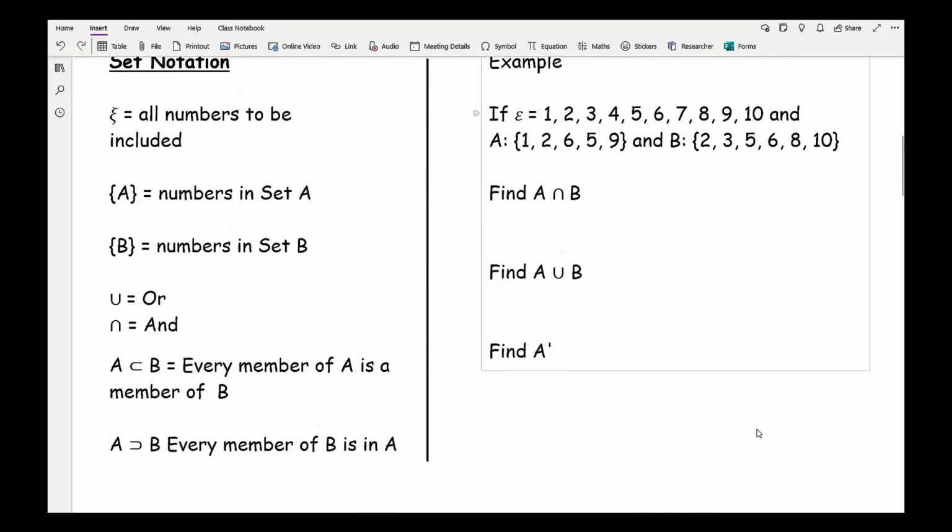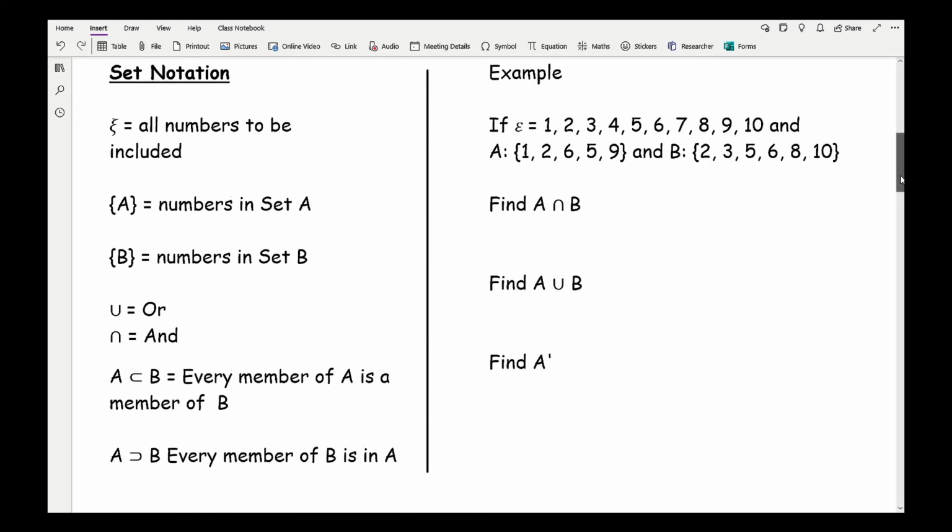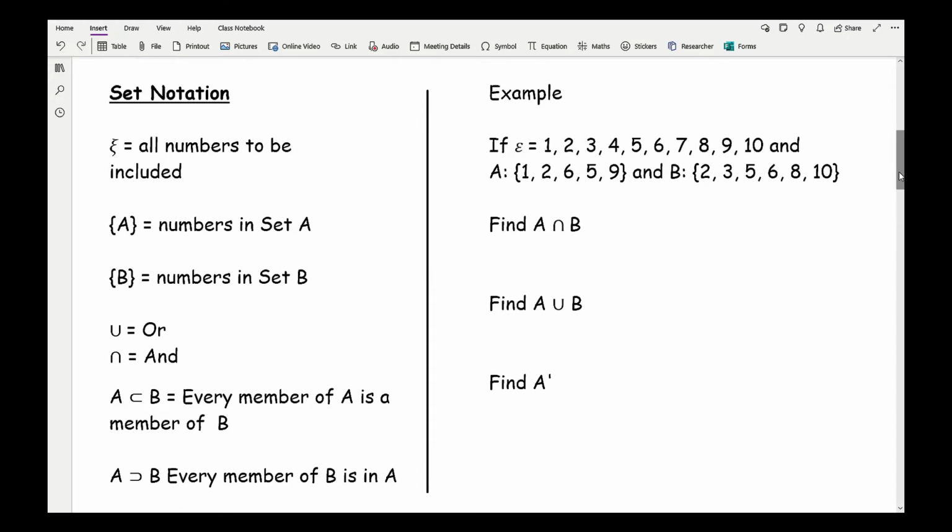Now when it comes to set notation, let me just make sure that we've got this all on the screen. Depending on what level you're working at may depend on what you actually need to know. Now in terms of this crazy little curly whirly E that we've got here, that is just a Greek letter called xi, and that basically is all the numbers or members to be included. I'm just going to miss out the word numbers because it's not always numbers that we're dealing with, so I'm just going to write members to be included. So when you are looking at a set of numbers, that xi has to be included somewhere in one of the groups, and that's just going to be like the total collection.